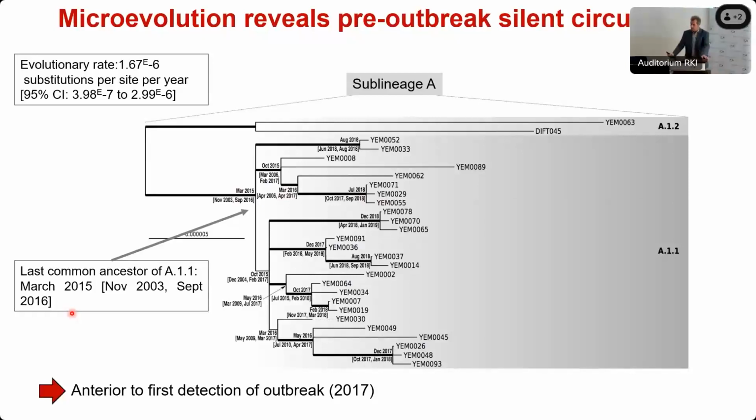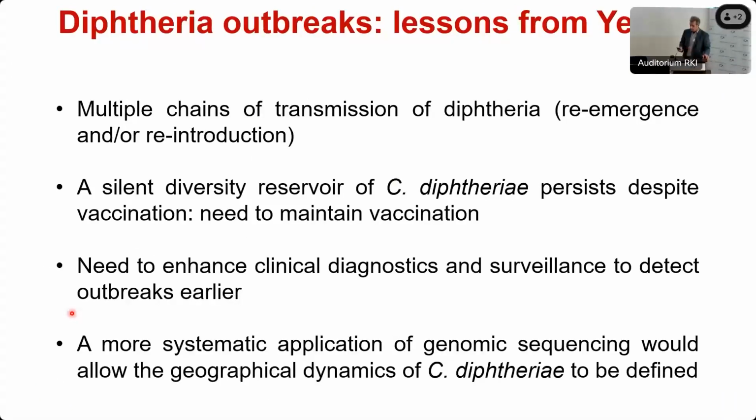And based on that, we can also estimate the age of the common ancestors of these different nodes in the tree. And to our surprise, the common ancestor of this sublineage is just one of 6 main lineages that I just showed previously. So for this sublineage, the common ancestor was maybe 2 or 3 years before the recognition of the outbreak, meaning that probably there was already circulation of Corynebacterium diphtheriae in Yemen before the outbreak was really recognized. And that's also an interesting learning from this outbreak.